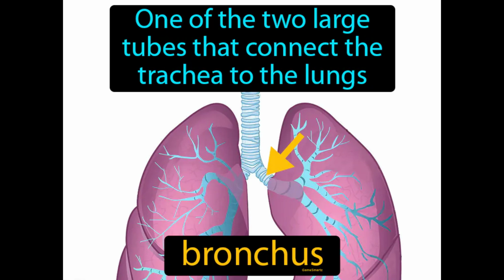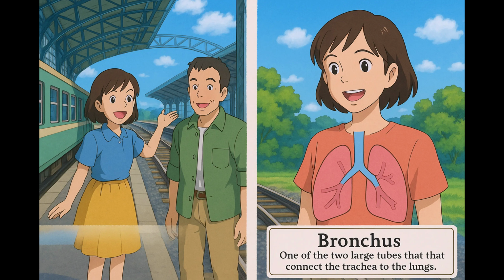One of the two large tubes that connect the trachea to the lungs, bronchus. The bronchus is a passage that carries air from the windpipe into the lungs. Imagine you're at a busy train station where two main tracks lead passengers from the central hub to different parts of the city. Similarly, the bronchus acts like these tracks, connecting the central trachea to the individual lungs.